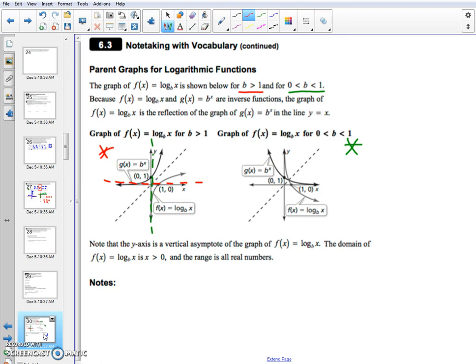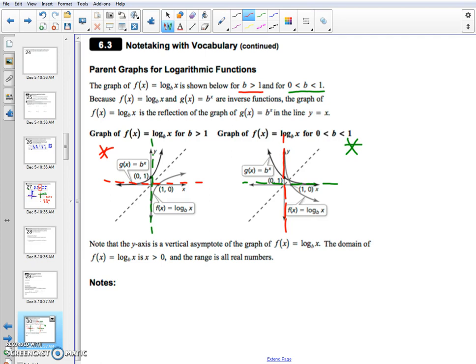Similar idea when we're looking at a base being between 0 and 1. So for decay, same idea. My asymptotes are still in the same place. So the exponential has this asymptote. The logarithm has this asymptote. They're just going opposite directions. That's all. So same idea here.